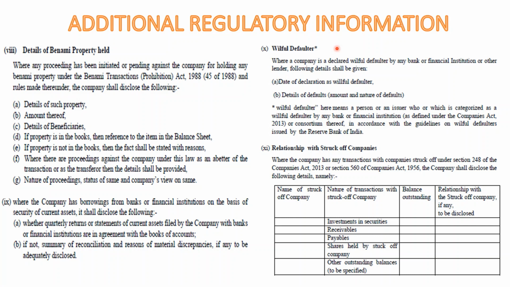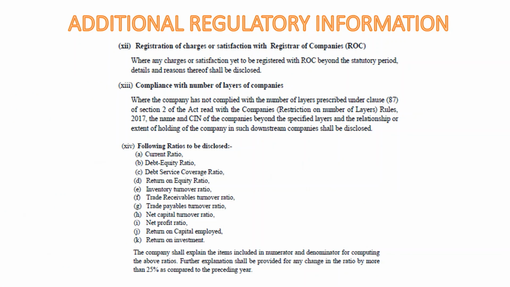The 11th disclosure is regarding transactions with struck-off companies, their nature, their balances and the relationship with the company. Disclosure of this has to be given in the financial statement. The 12th disclosure is for registration or satisfaction of charges yet to be registered beyond the statutory period, with reasons. Therefore, the MCA 21 site needs to be seen and compared with the actual situation.